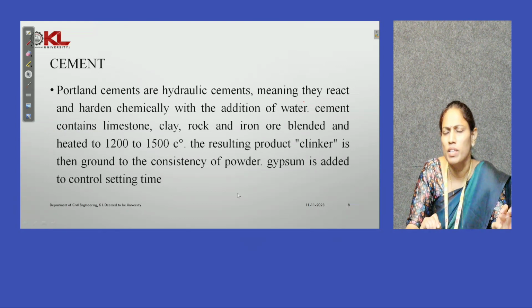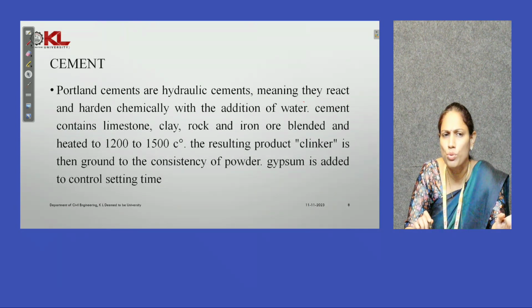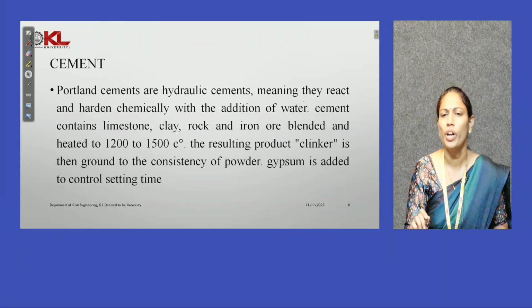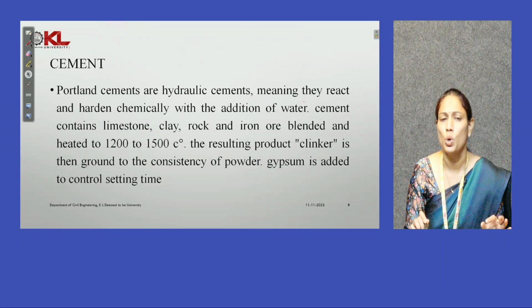Next, the main constituent we are going to study is cement. Generally we use Portland cement, a hydraulic cement, meaning it reacts and hardens chemically with the addition of water. Cement contains limestone, clay, rock and iron ore, blended and heated at 1200 to 1500 degrees centigrade, and the resulting product is clinker. The clinker is ground and powdered to form cement, with gypsum added to control the setting time.